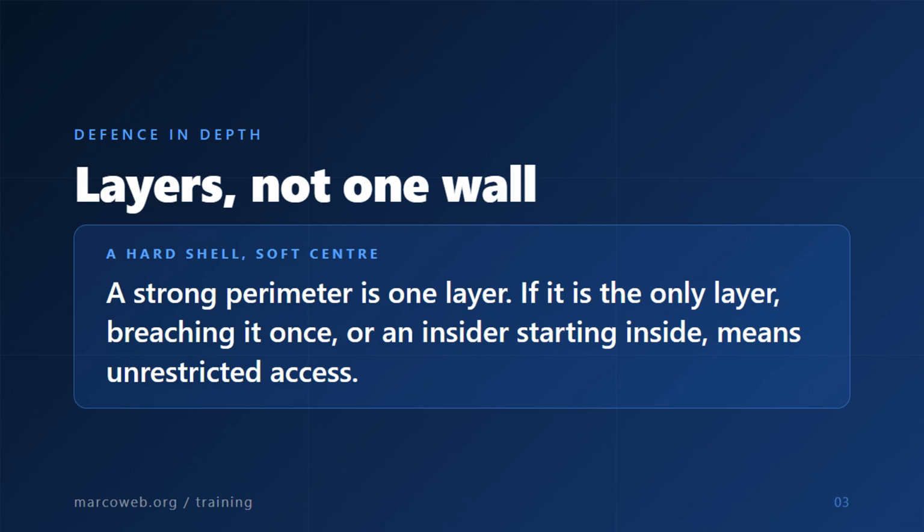Good network security is built in layers, defense in depth, so that no single control is the only thing standing between an attacker and everything. A strong perimeter is one layer, but if it is the only layer, breaching it once, or a malicious insider starting inside, means unrestricted access. The flat internal network is exactly that failure.